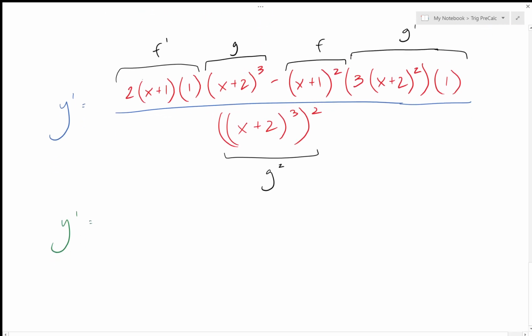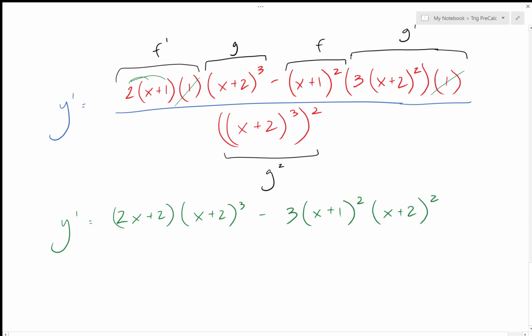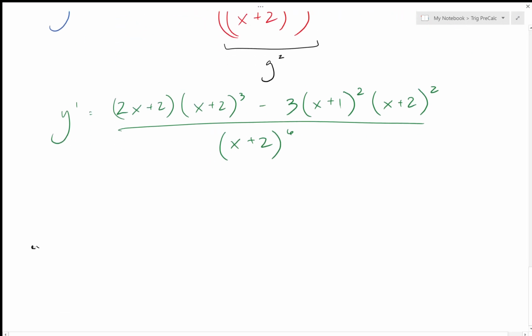All right, so we can multiply this in. The 1 really doesn't do anything to us, so we can get rid of those 1s. So I've got (2x + 2)(x + 2)³, minus, let's see what we can do there. Let's just go ahead and pull that 3 forward. 3(x + 1)²(x + 2)², all over, and then this 2 and the 3 become a 6. We got (x + 2)⁶. And there we go. All right, so we're using multiple rules in each of these to work out our derivatives.